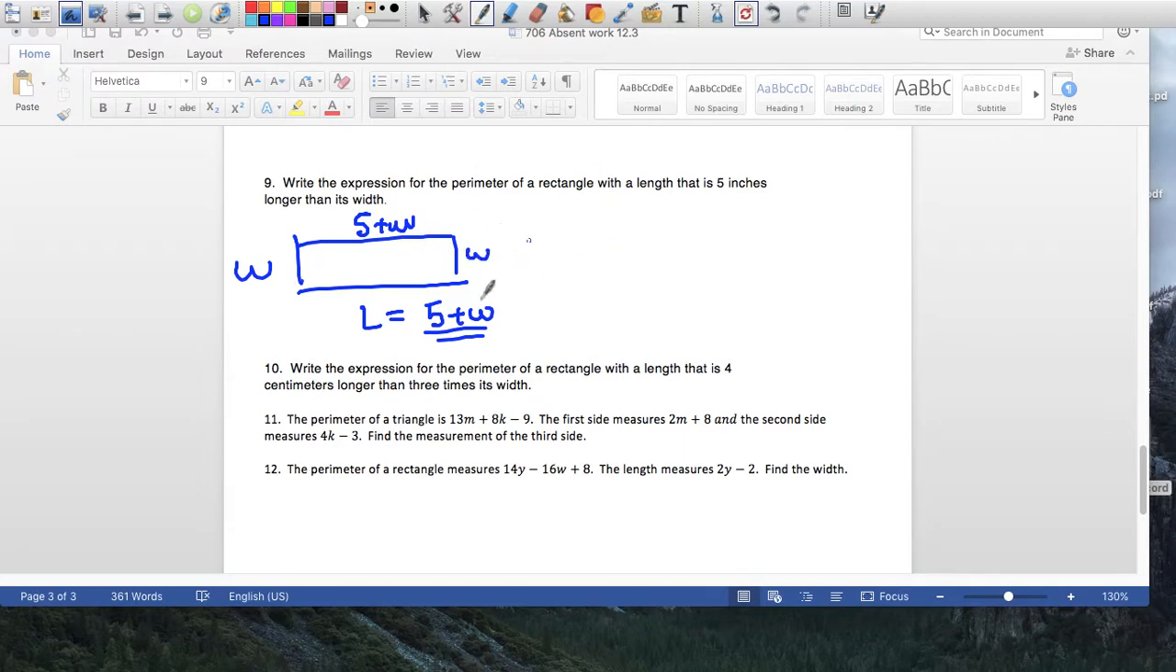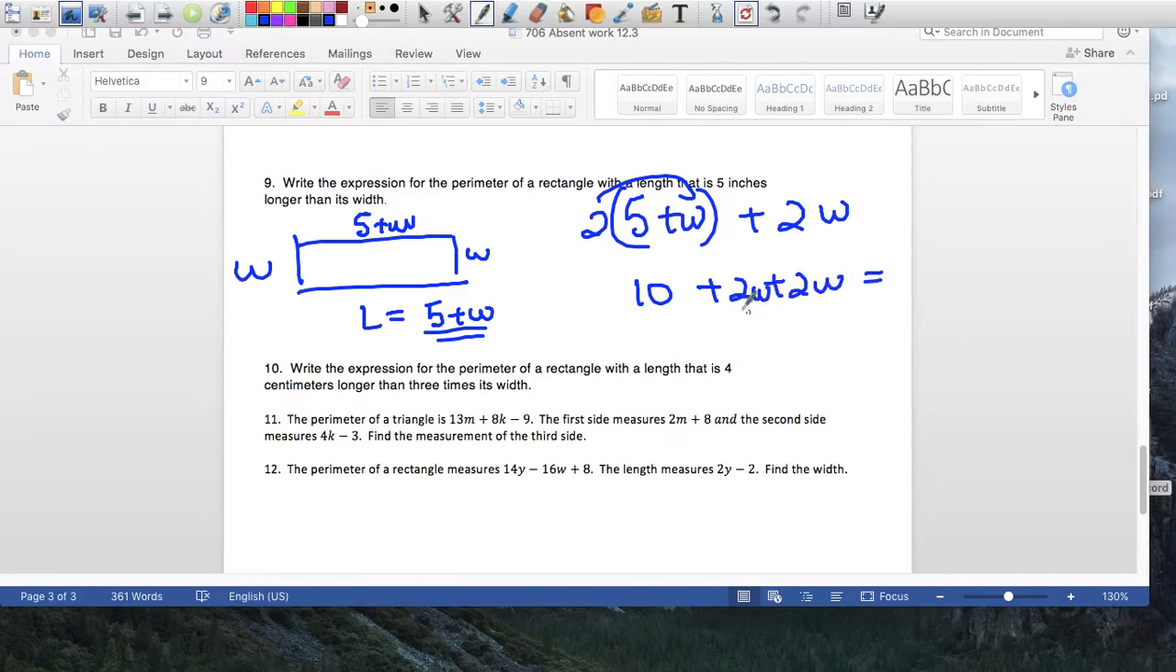So I'm going to add up all the sides, so I get 5 plus w, I'll multiply that by 2 because there's top and bottom, and then 2 times w. Through the distributive property, I get 2 times 5 is 10, plus 2 times w is 2w, plus 2w. If I combine like terms, 2w plus 2w is 4w, and then plus 10. So final answer, 4w plus 10. The key here is, instead of writing L, we're representing L as w plus 5, okay?